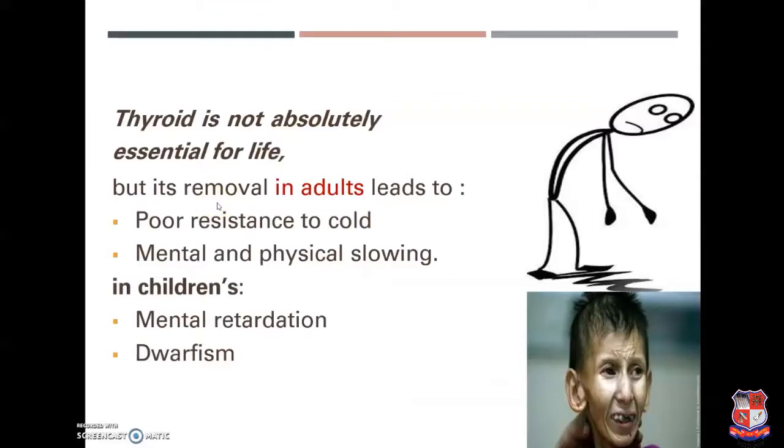Thyroid hormone is generally not essential for our life, but when its removal is caused in adults, it leads to poor resistance to cold, mental and physical sluggishness, whereas in children it causes mental retardation and dwarfism.